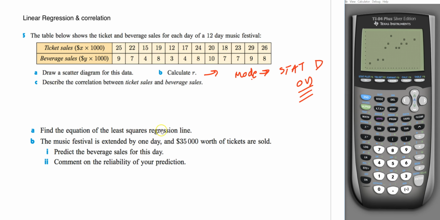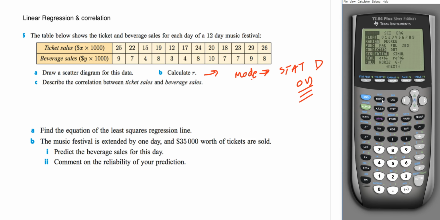By default, it's off. I have no idea why. I have issues with TI, that's one of the main ones. So here, diagnostic, mine's off, right? So I've got to turn it on. Now I can find my R. So quit, stat, calculator, we're going to do linear regression.